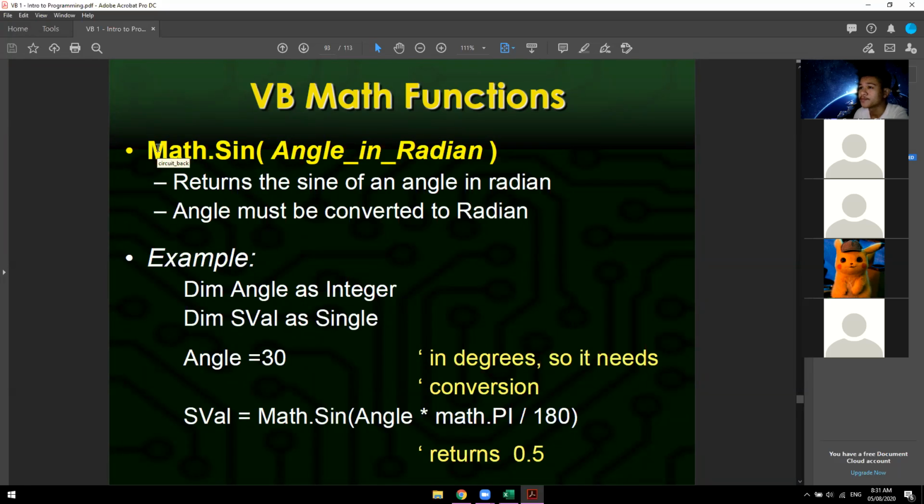This is the format: Math.Sin and then the angle in radians. This returns the sine of an angle in radians, so take note that the angle must be converted to radians. For example, Dim angle as Integer, Dim decibel as Single. Angle is equal to 30 in degrees, so it needs conversion. Decibel is equal to Math.Sin of angle times Math.PI divided by 180, wherein the answer is 0.5 instead of just 30.